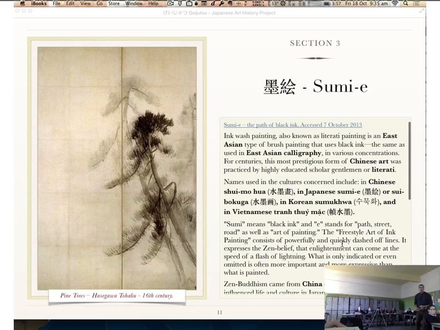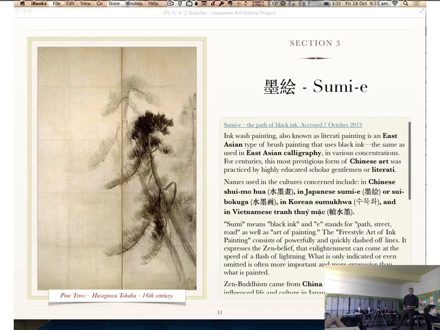And like I said, it kind of comes from China as well. So a lot of cultures use this kind of art form. Obviously, the Chinese do, Japanese do. Korea, Vietnamese, they all do this kind of style of art as well. So basically, Sumi means black ink, and the E stands for path or road.